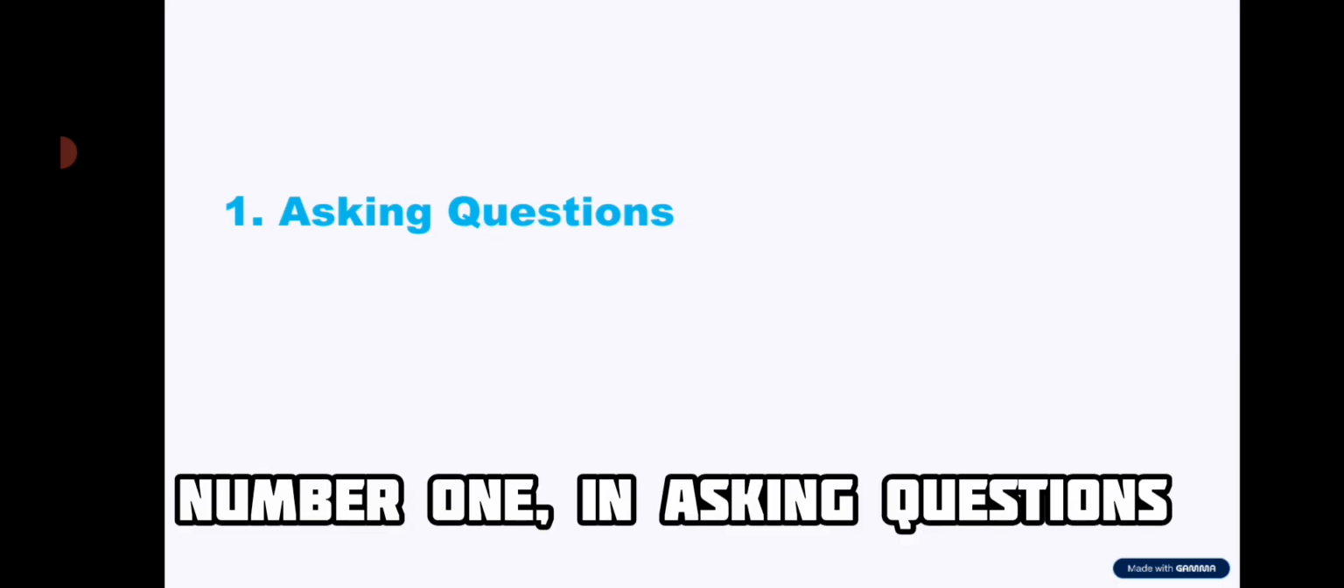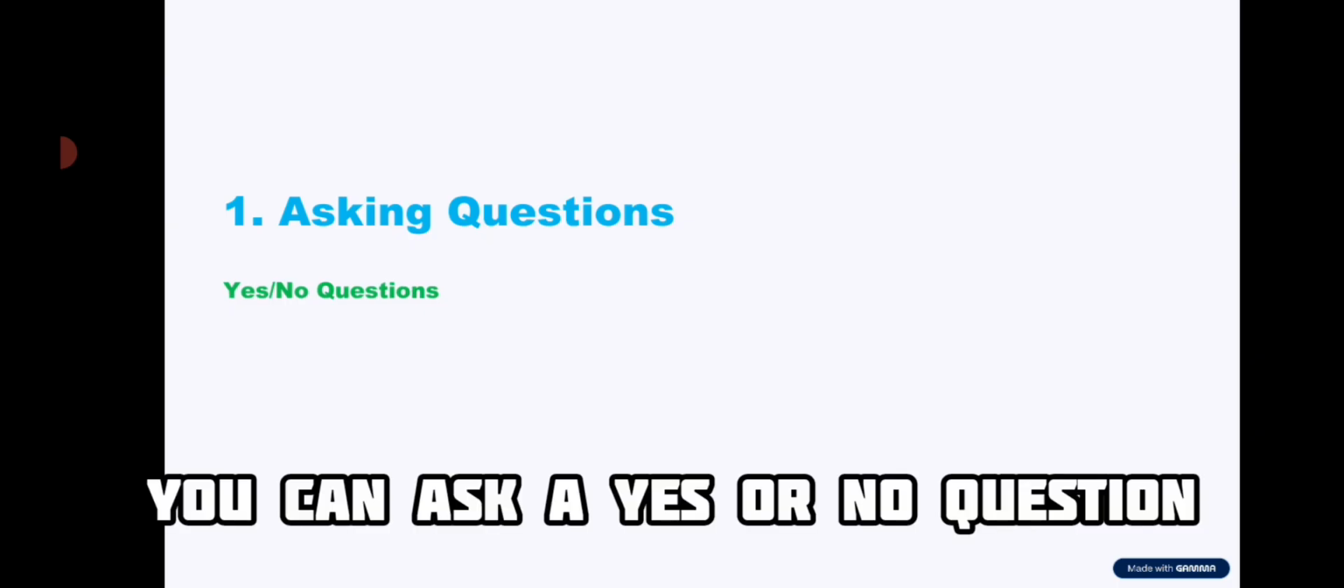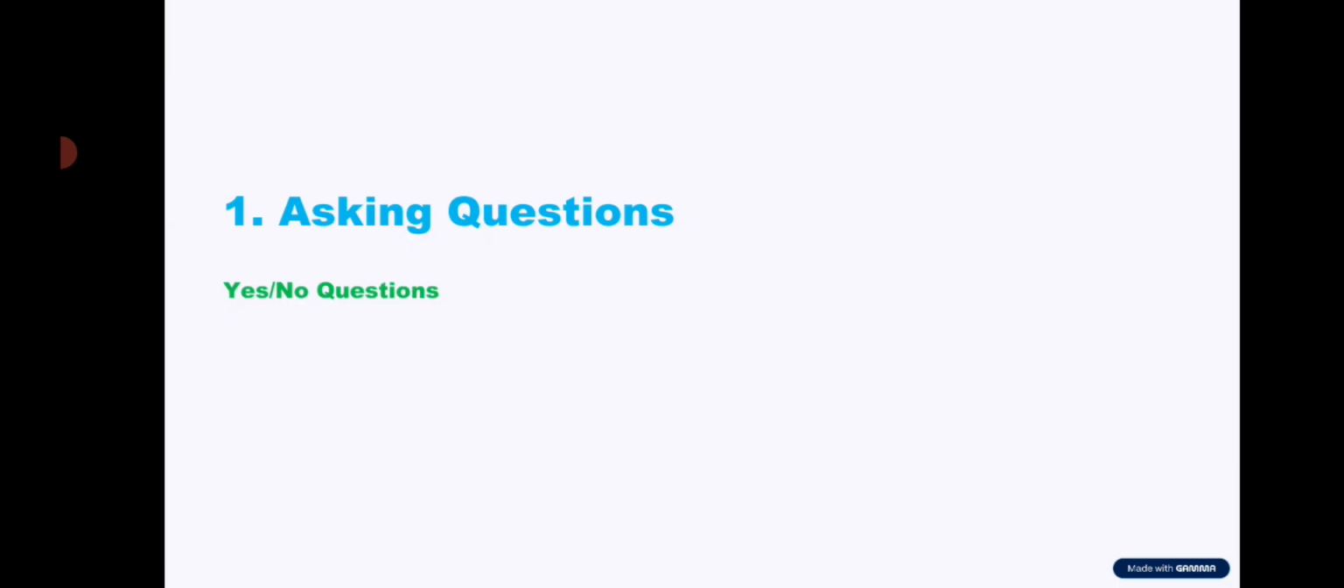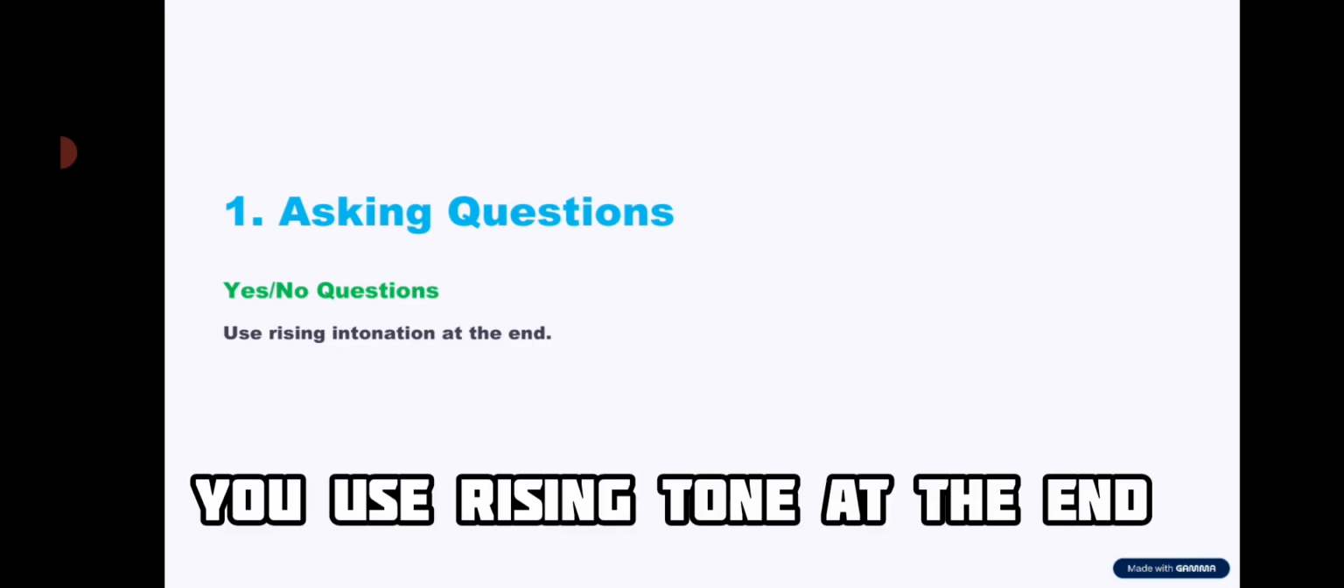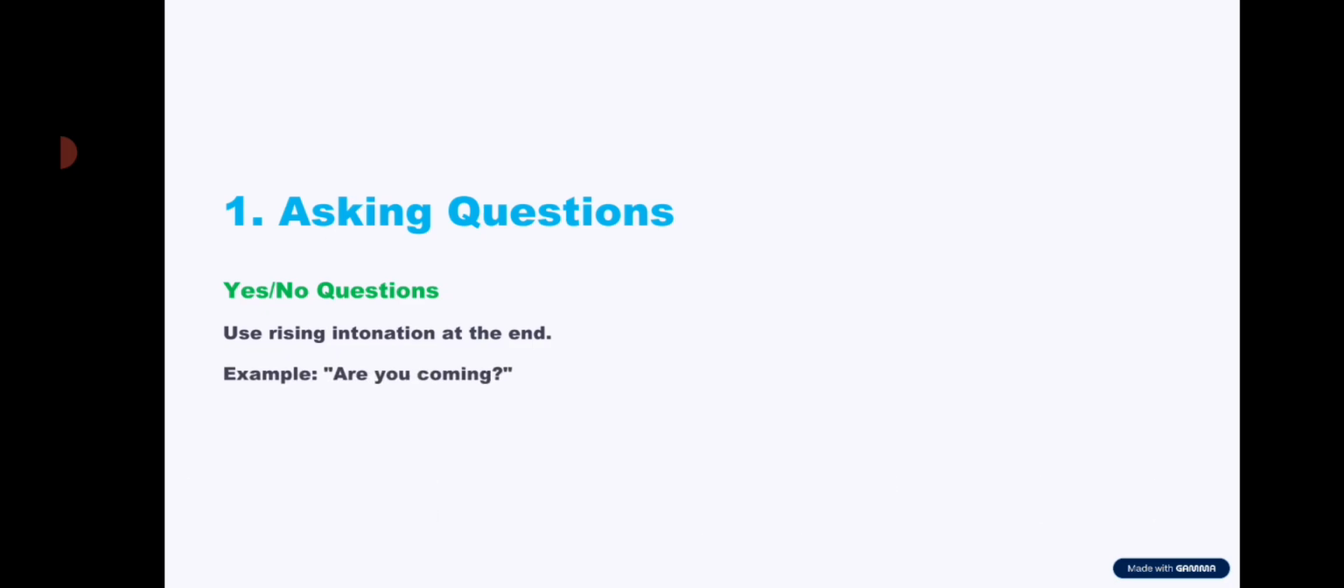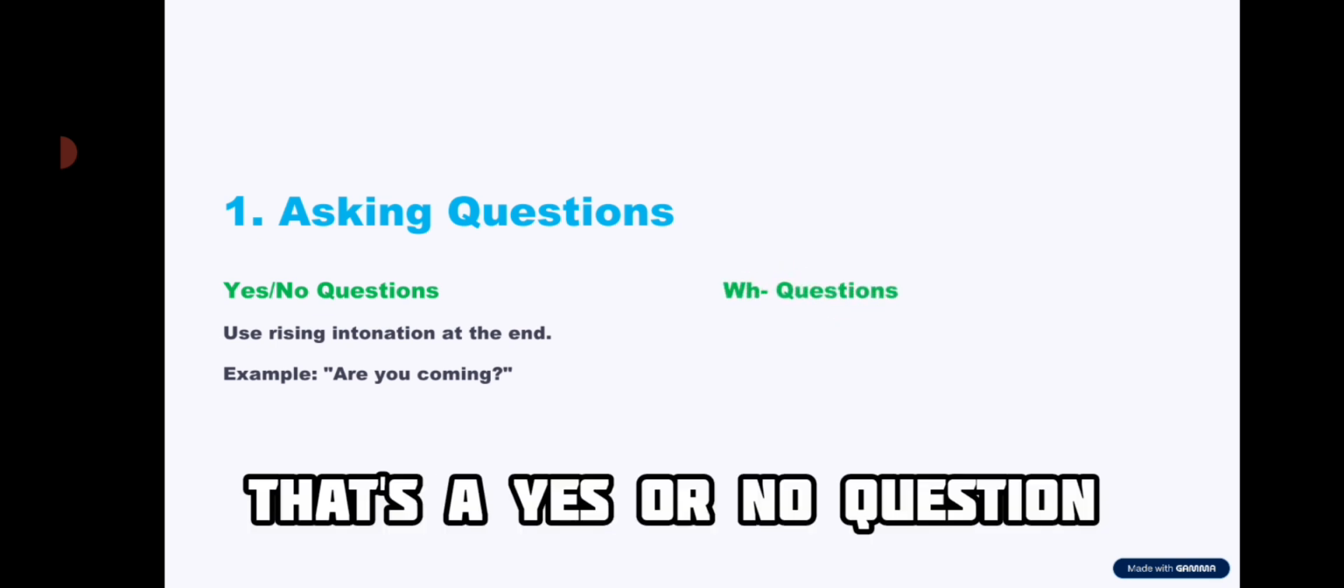Number 1, in asking questions. You can ask a yes or no question, and in doing that, you use rising tone at the end. For example, are you coming? Are you coming? That's a yes or no question.